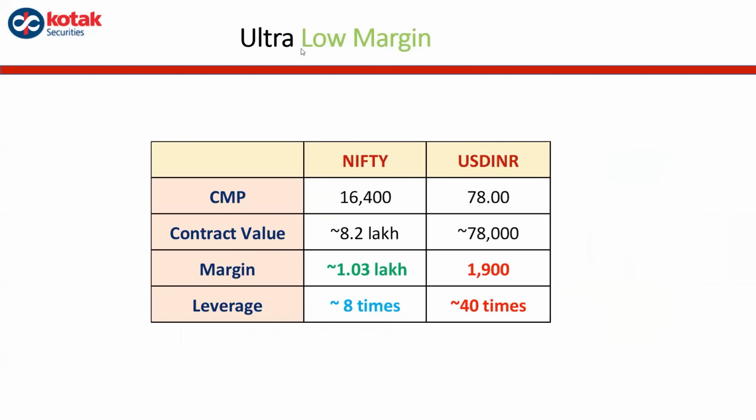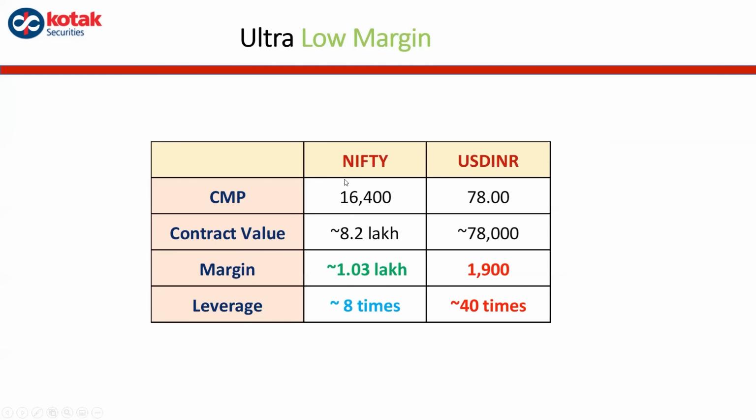When we talk about ultra low margin, what do we really mean, or how low the margin really is? For a base case scenario, we have Nifty here and we have USDINR. Now these current market prices are hypothetical. We have Nifty trading at say 16,400 and the dollar rupee trading at 78. The contract value is basically the current market price into the lot size. So assuming that Nifty is trading at 16,400, the contract value comes to about 8.2 lakhs. And for the dollar rupee, the contract value comes to about 78,000.